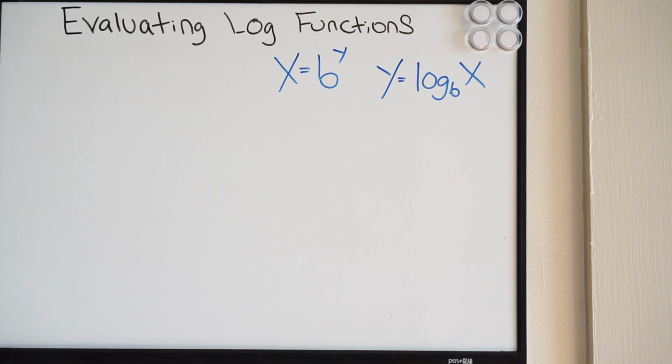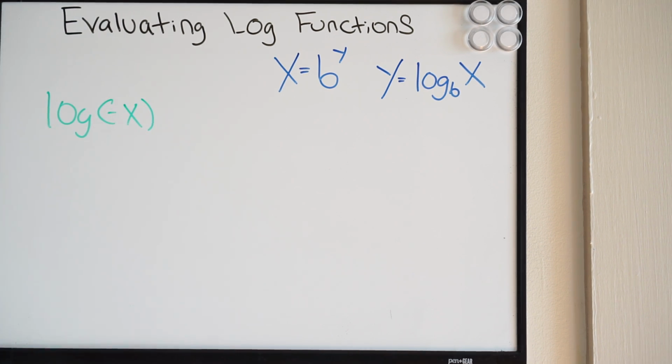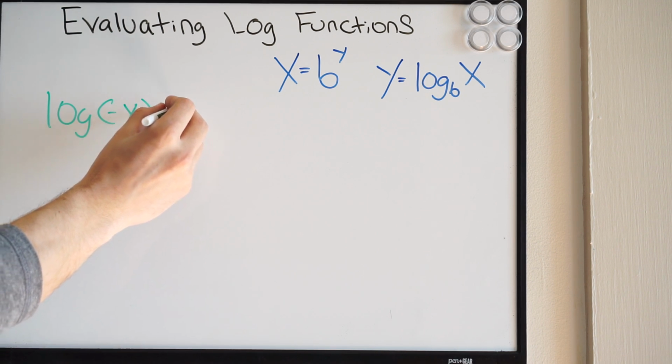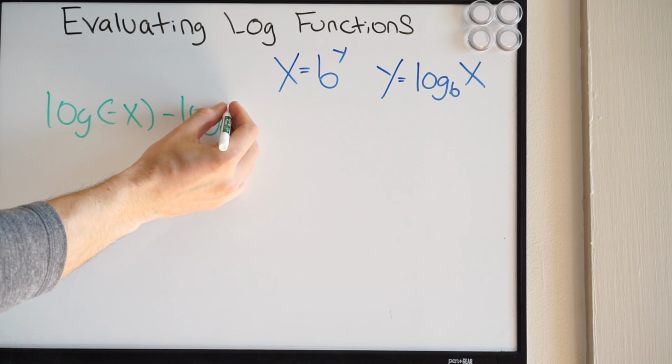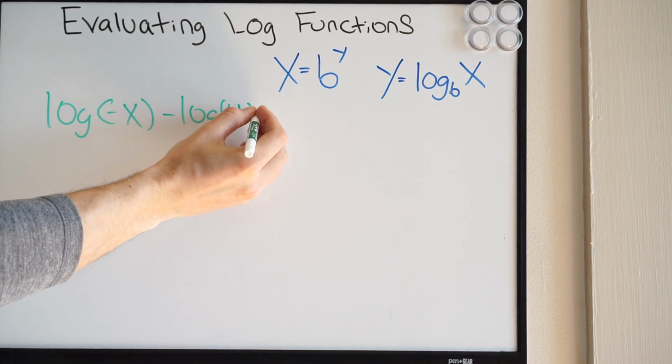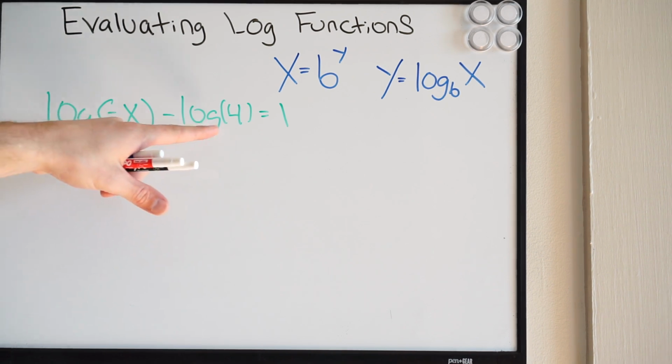So we'll do our first problem: log of negative x, minus log 4, and this will all be equal to 1. Go back to your properties of log functions. Notice here that we are subtracting. Also notice that we have the same base. Remember, if it's not given, you assume that we have a base of 10. So both of these logs here have a base of 10.